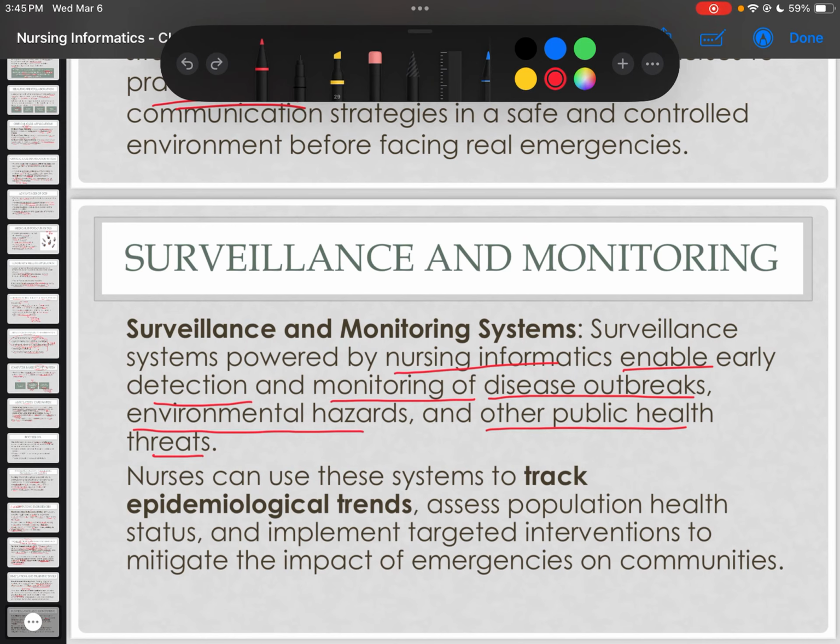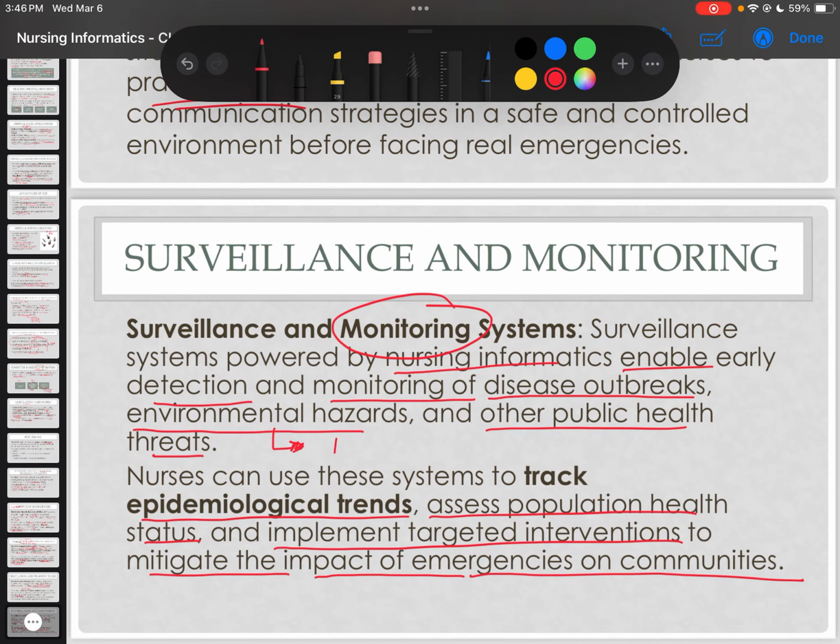There is an earthquake surveillance system there. Earthquake surveillance system. So with surveillance, class, nurses can use these systems to track epidemiological trends, assess population health status, and implement targeted interventions to mitigate the impact of emergencies on communities. So we can use these monitors, like for example, what we call earthquake monitors and typhoon monitors. We can use these, class, to integrate targeted interventions.